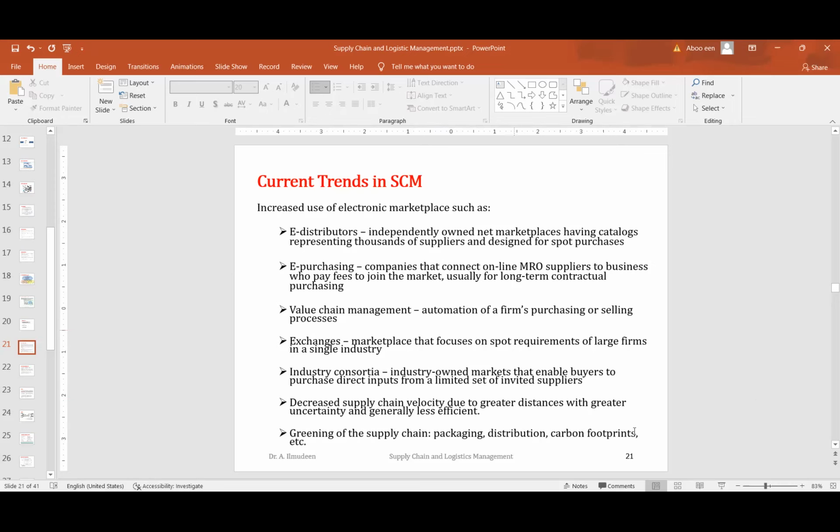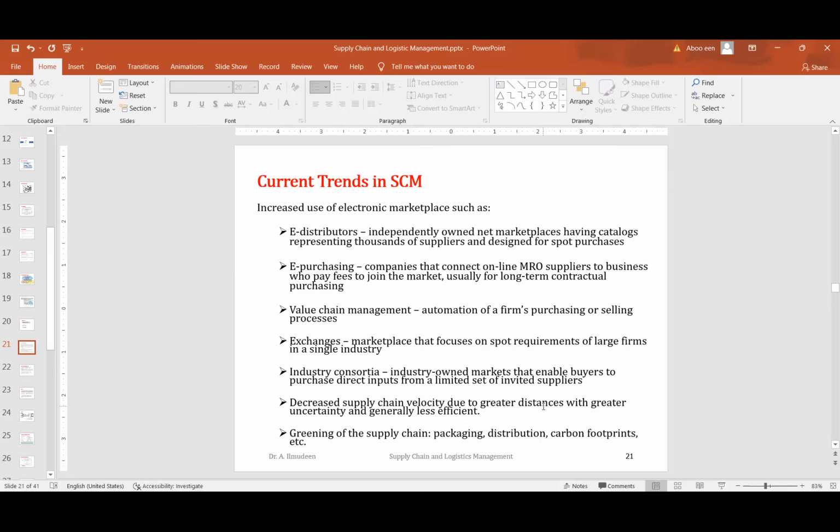Industry consortia, industry-owned markets that enable buyers to purchase direct inputs from a limited set of invited suppliers. So there are websites, and there are various consortia, where the buyers can purchase their product from that industry consortia.